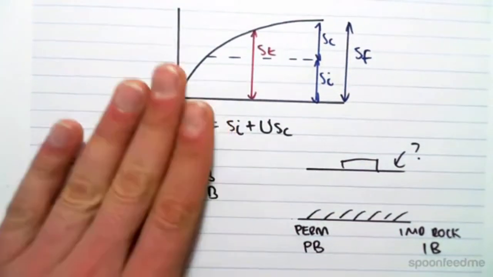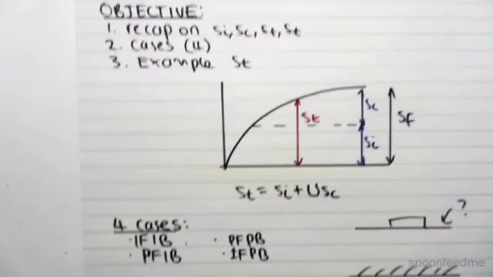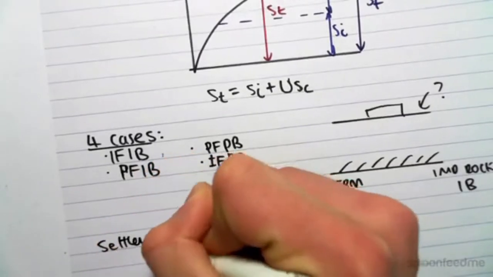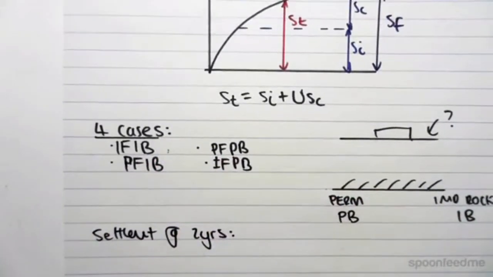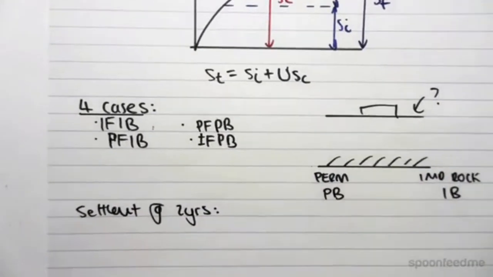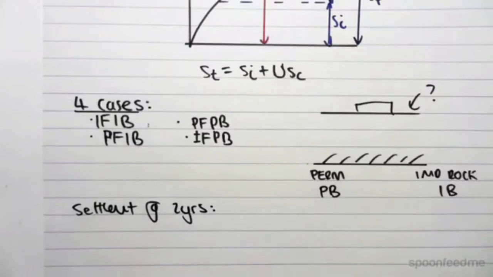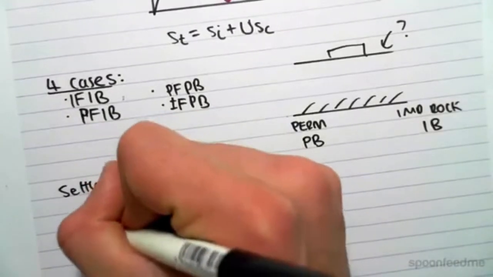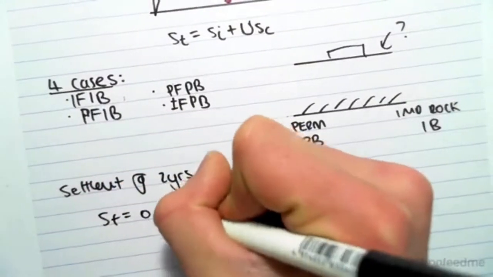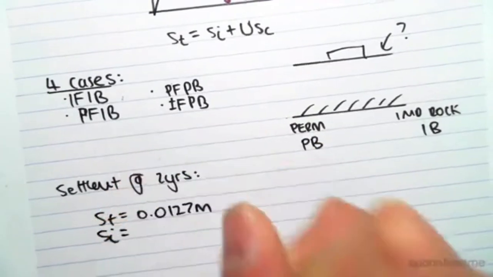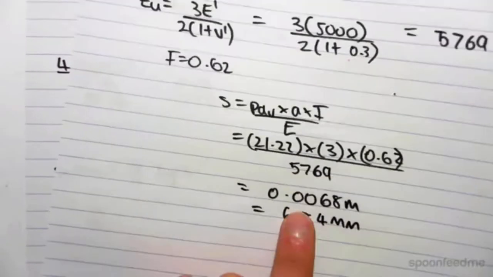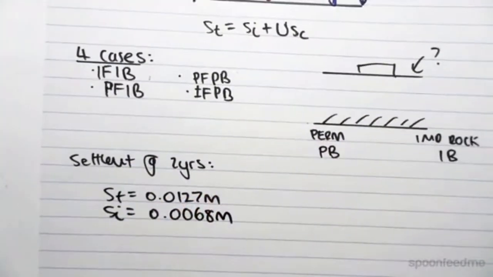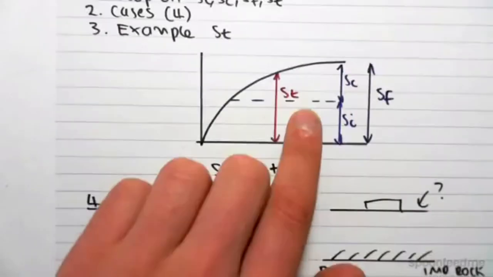So with this information we're going to do an example, and we're just going to be finding the settlement at 2 years. And we're going to be doing this for the example we did in the previous video. So we found in the previous video that the final settlement was 0.0127 meters. So S_final equals 0.0127 meters. We found the immediate or initial settlement to be 0.0068 meters. So the first thing we can do is work out the consolidation settlement.